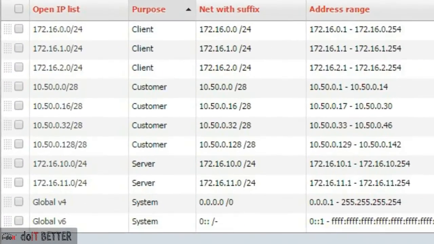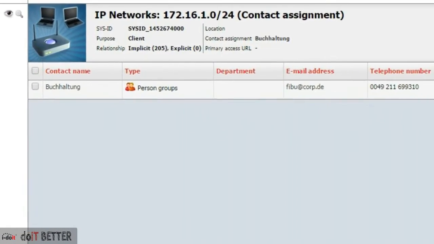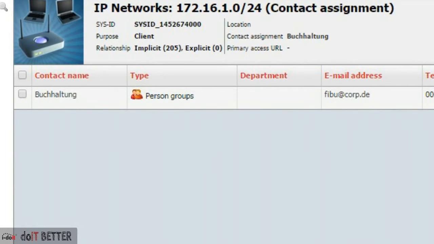But what really gives you an advantage over any other IP address management solution is the integration with the overall IT documentation. You can assign any information, such as customers, configurations, and files, to your network or hosts. This gives you an overall picture that is far above just the technical point of view.